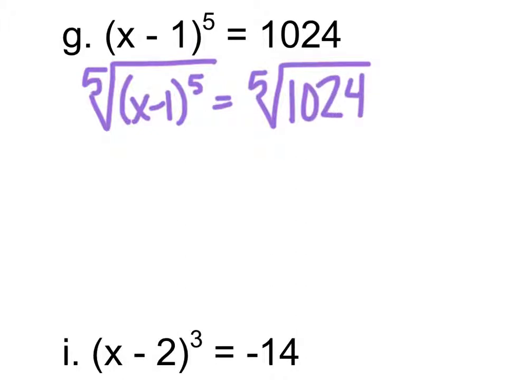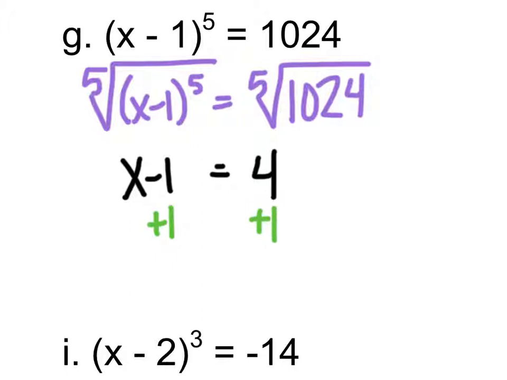When we take the 5th root of the left, we have x minus 1. You don't need to write it in parentheses because there's nothing else attached. So we can just leave it as x minus 1. And then the fifth root of 1024 is 4. So now we're trying to get x by itself. The only thing we have left to do is add 1 to both sides. So our final answer would be x equals 5.